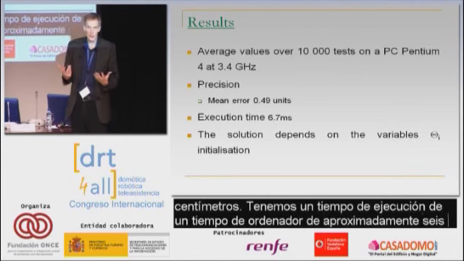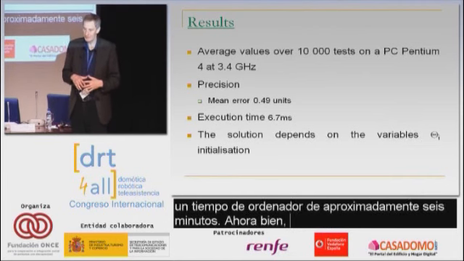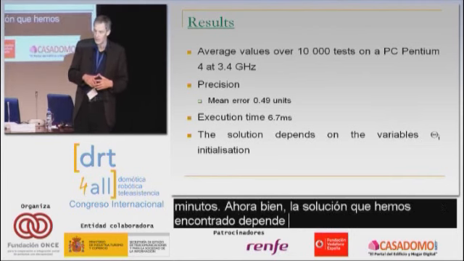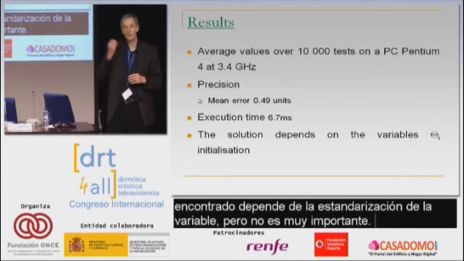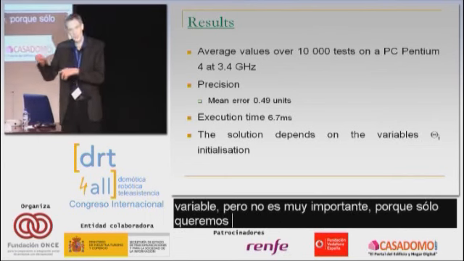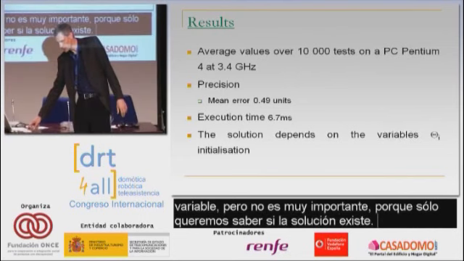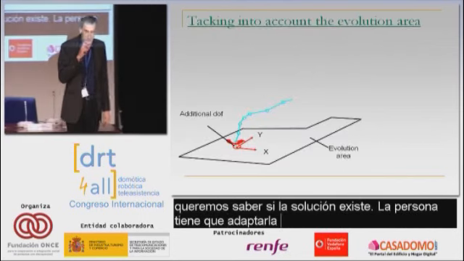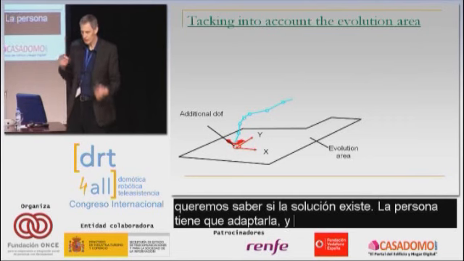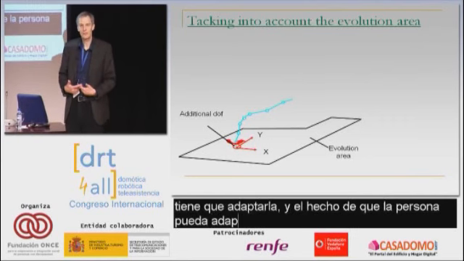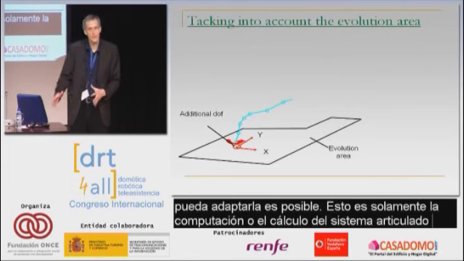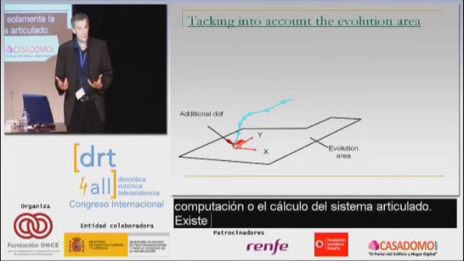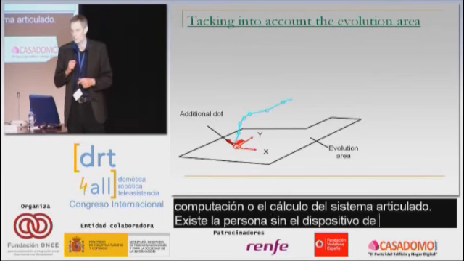We have an execution time for one computation of about 6 milliseconds. But the solution we find depends on the initialization of the variables. That is not very important, because we only want to know if a solution exists, so that the person must adapt their possibilities. And this is only the computing of the articulated system. There is the person without the motion device, and we must adapt the motion device to this algorithm.